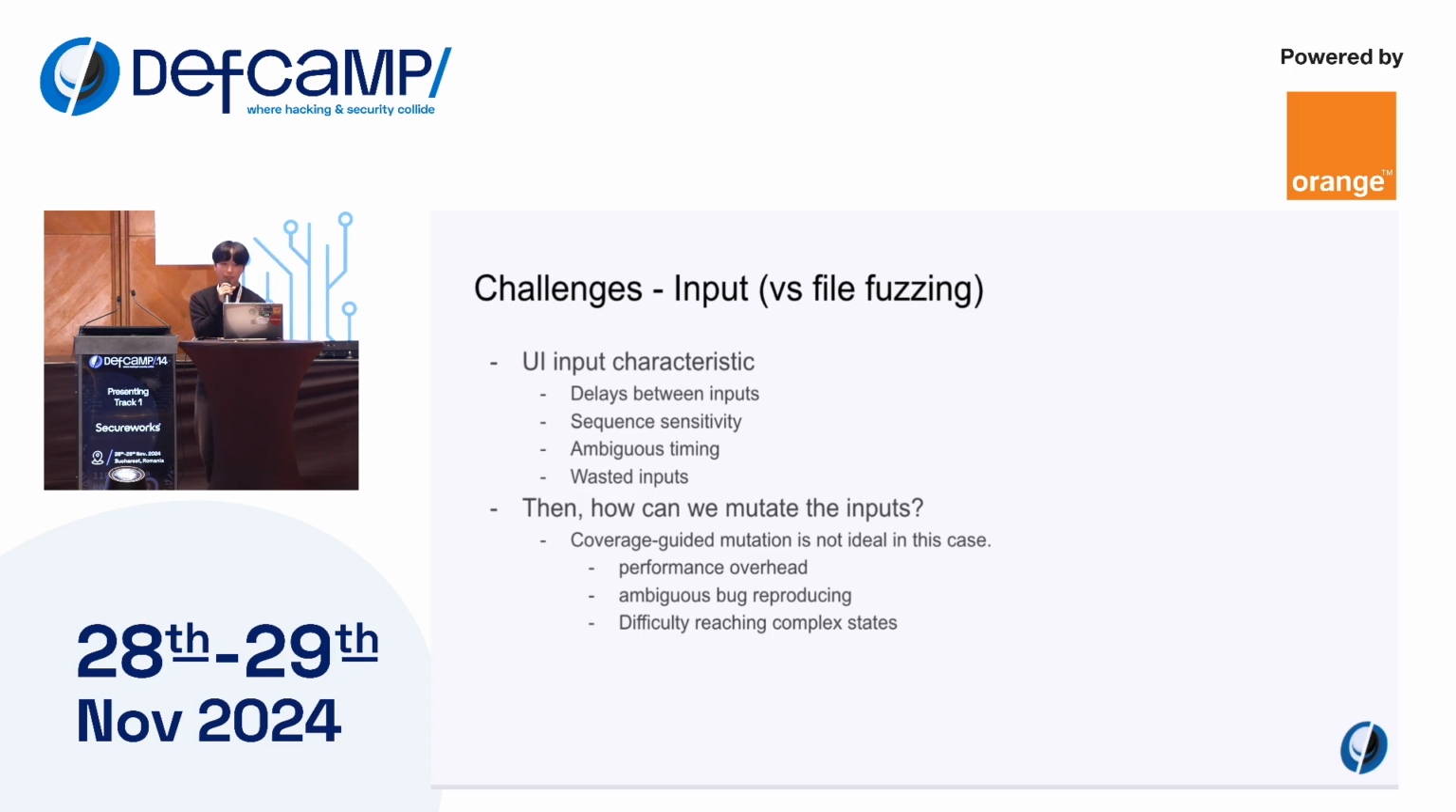So considering this, how can we mutate the input for fuzzing? Usually, coverage-guided fuzzing is a well-known technique, but it is not the best here. The most important reason is that we cannot pass large input at once, which makes it take a significant amount of time to reach a complex state.